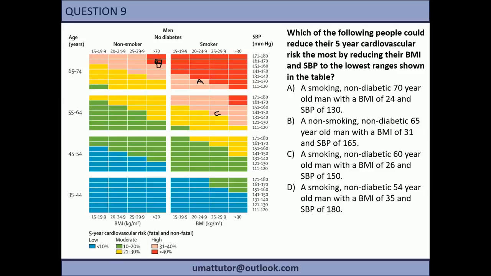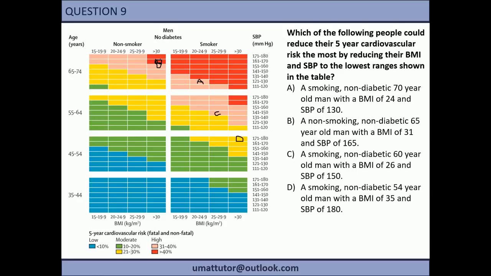And finally, smoker 54. So looking at right hand side, 54 is this square here. BMI 35, so the final column, and blood pressure 180. So we'll put a D in there as well. So these are where the 4 people currently sit.